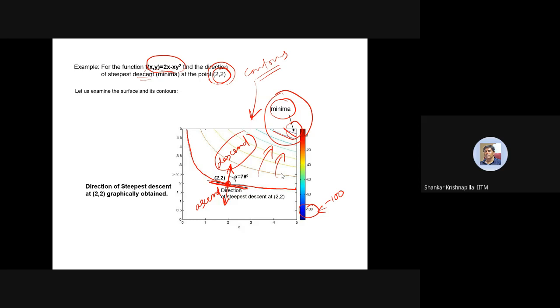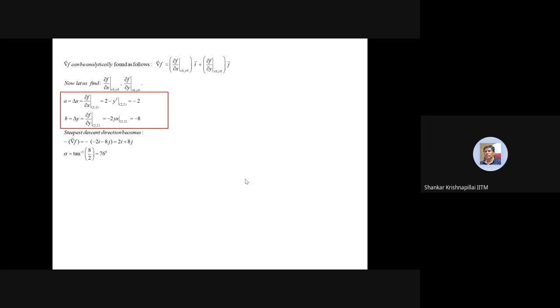And also by measuring this angle, you find alpha equal to 76 degrees with respect to the x-axis. So this angle is 76 degrees. Now let us obtain the same thing without the graphical method, that is, by using the equations. The direction of the vector del f can be found from this equation. You find partial f by partial x at x naught, y naught, this is A, and partial f by partial y at x naught, y naught, this is B.